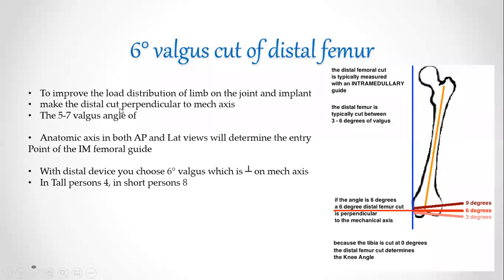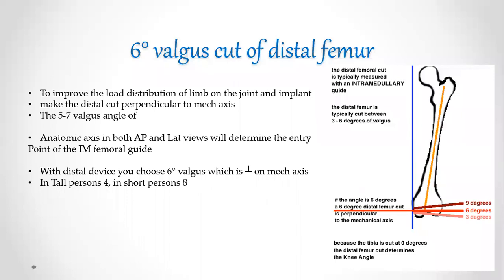So to improve the load distribution of the limb, as we said, to the joint and implant, make the distal cut perpendicular to the mechanical axis. It is 5 to 7, so we take the average, it is 6. The anatomical axis in both AP and lateral view will determine the entry point of the intramedullary guide wire, and we will see that later in a few moments.